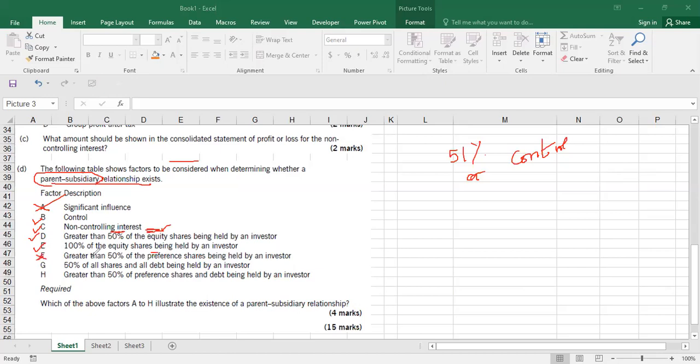No control, okay. 50% of all shares and all debt being held by an investor. No. More than 50%. Mm-hmm. Greater than 50% of preference shares and debt being held by an investor. No. No. So you've got here this one, B, C, D, and E. That's all. Yeah, it's not too bad. I mean, you just consider it that it's a 15 marks question, but it's nothing different than compiling five or six small questions at one point.